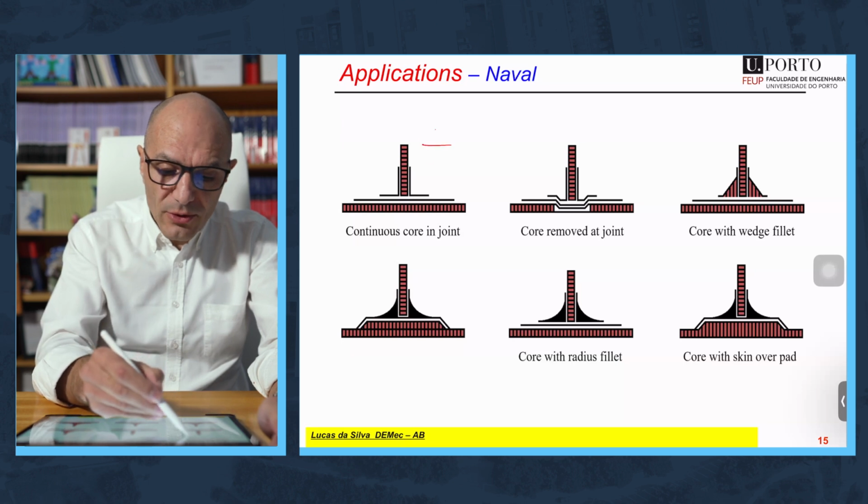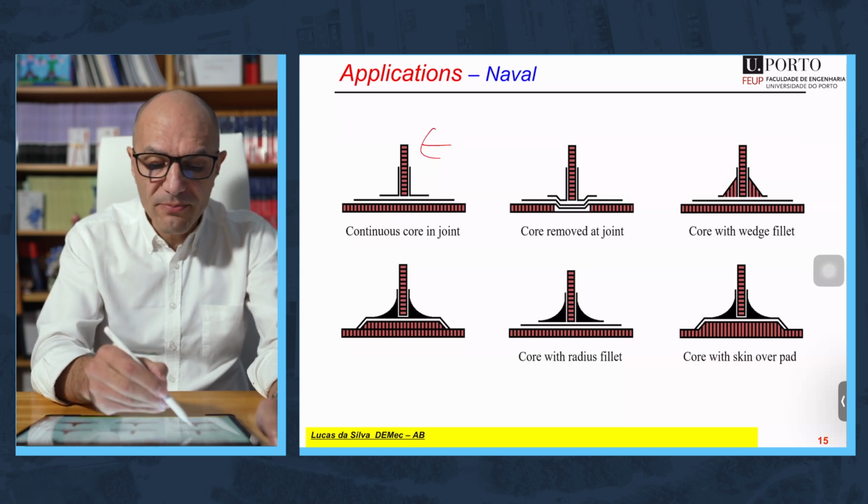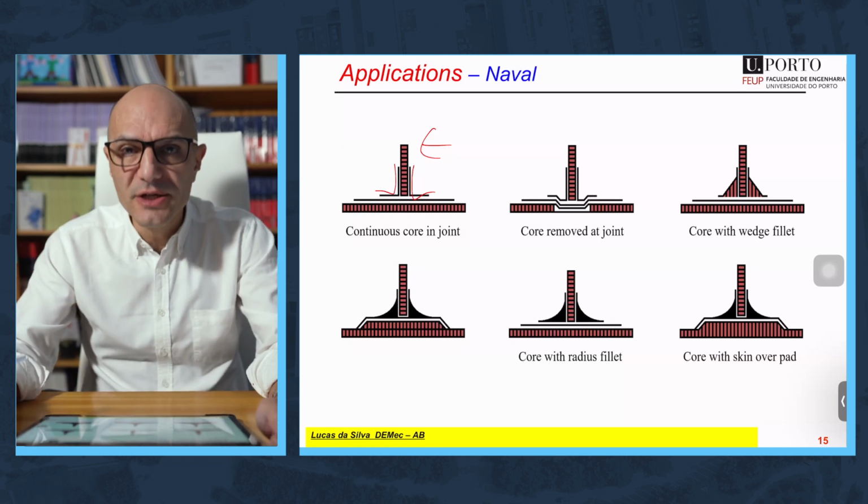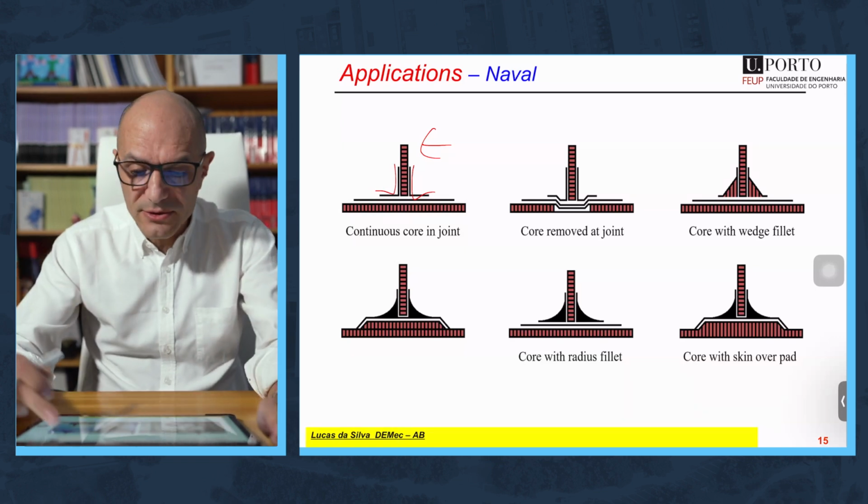You see that when you load this joint like this, you will have a lot of peel, so you can use reinforcement to decrease the peel and increase the shear component. It's always the same philosophy.